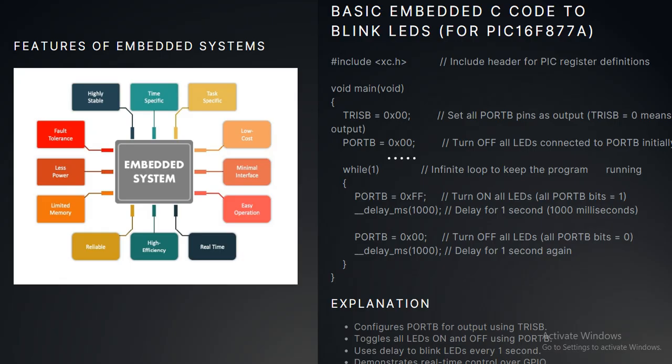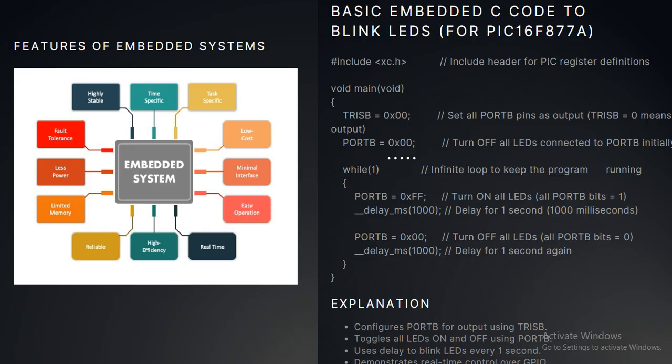And next we're going to see the basic embedded C code to blink LEDs. This is a simple code to blink LEDs connected to PORTB. It shows how to configure port direction using TRISB and toggle outputs using PORTB. Delays are created using __delay_ms for real-time control. And then we can see the features of embedded systems.